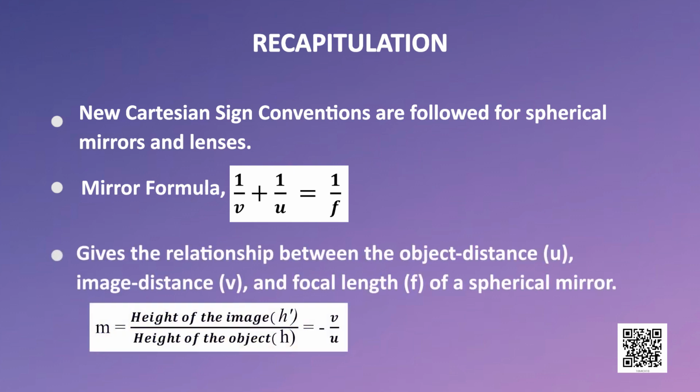The magnification produced by a spherical mirror is the ratio of the height of the image to the height of the object. Mathematically, it is given by m is equal to height of the image h dash upon height of the object h, equal to minus v upon u.